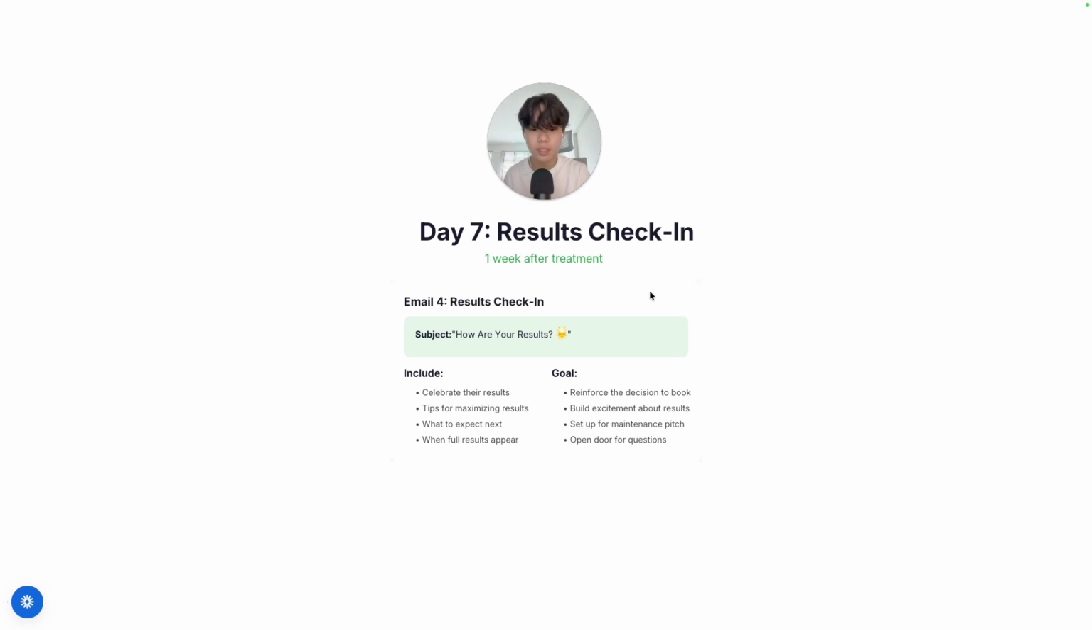Alright, so the next follow-up will be a quick results check-in on day 7, one week after the treatment. You guys can do math: day 7 equals 1 week. So here is where we celebrate our results and give them some tips for maximizing the results, or what to expect next, or when the full results will appear. The goal is to reinforce the decision to book and build excitement about the results. Like, you're seeing good results right now, but the results will be a lot better in the next 7 days or the next 1 month. Build the excitement up and set up for the maintenance pitch.